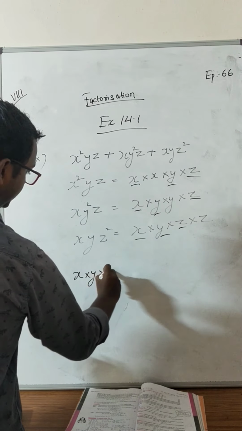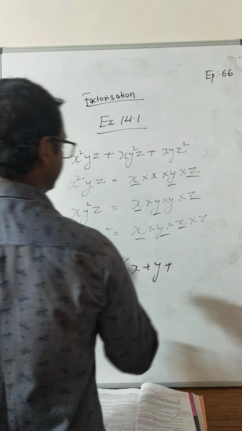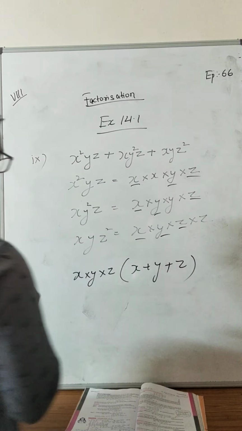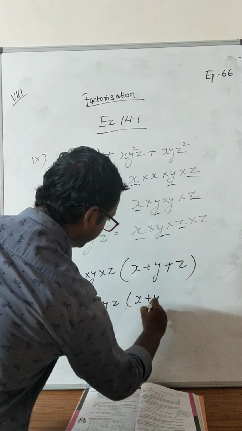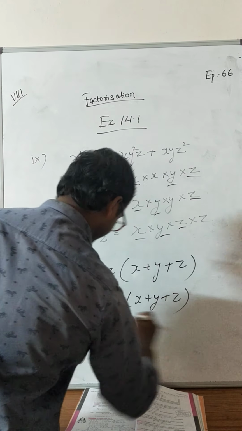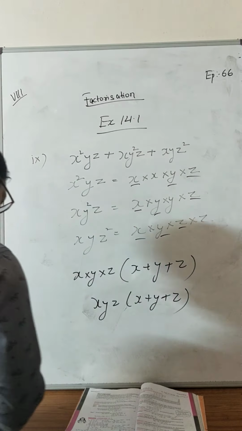Now what is left when we remove x, y and z from here? From the first term we will be left with x. From the second term, when we remove x, y and z, we will get 1 y. From the third term we will get 1 z. So the final answer is xyz into (x plus y plus z). This is the final answer that we will get, students. Okay.